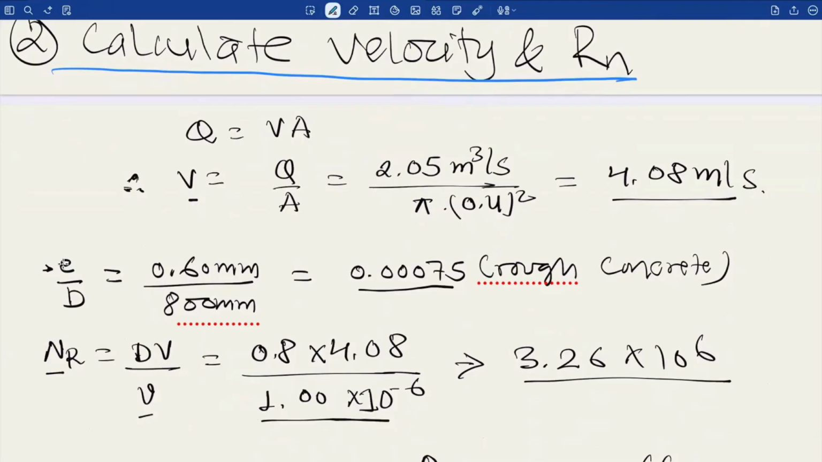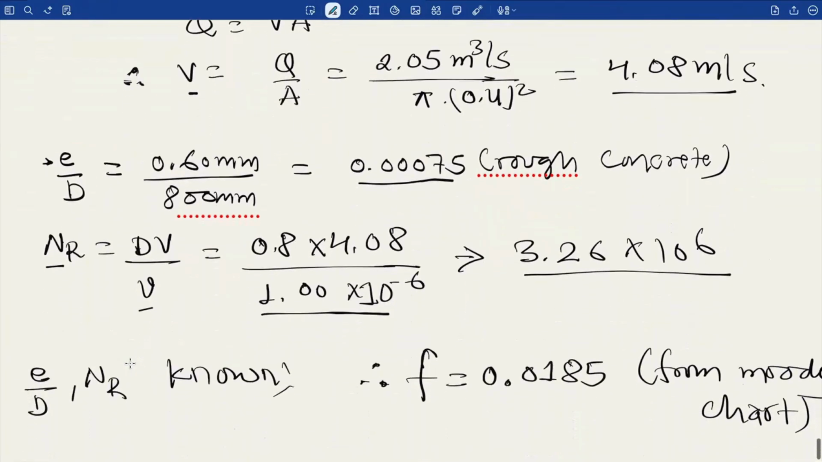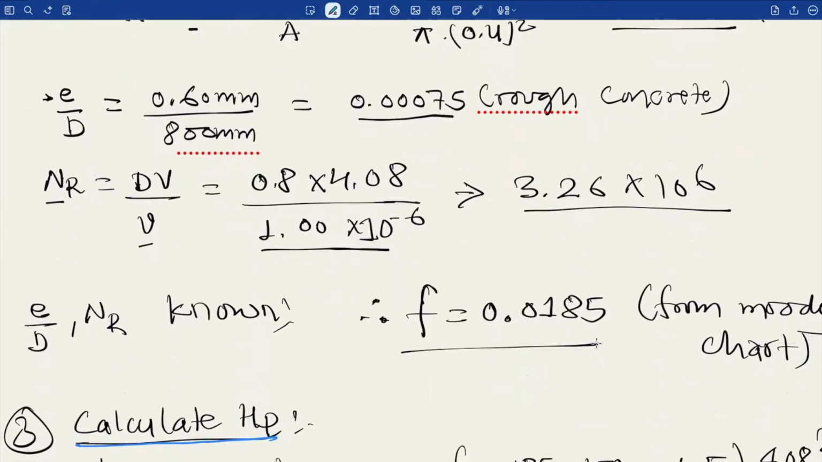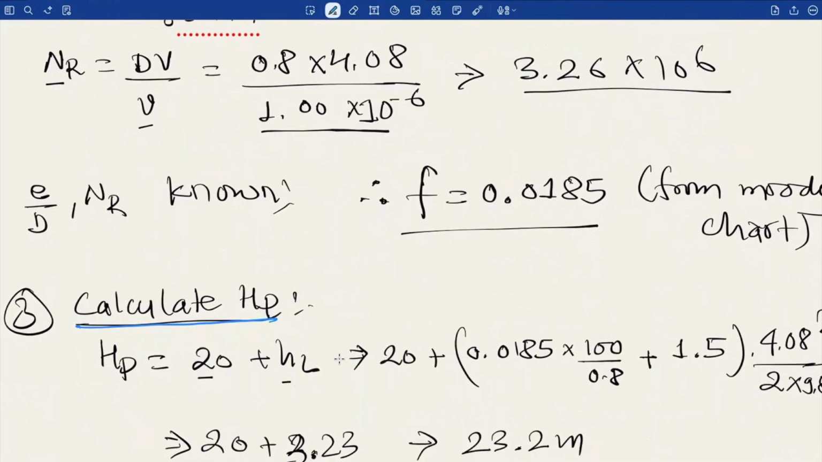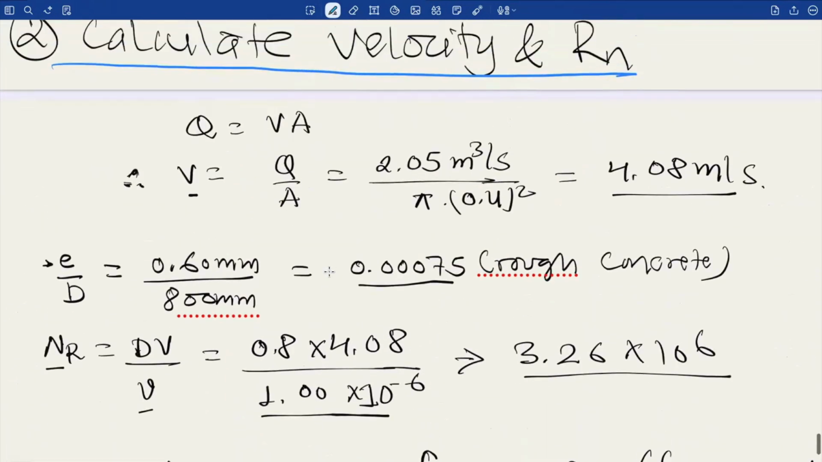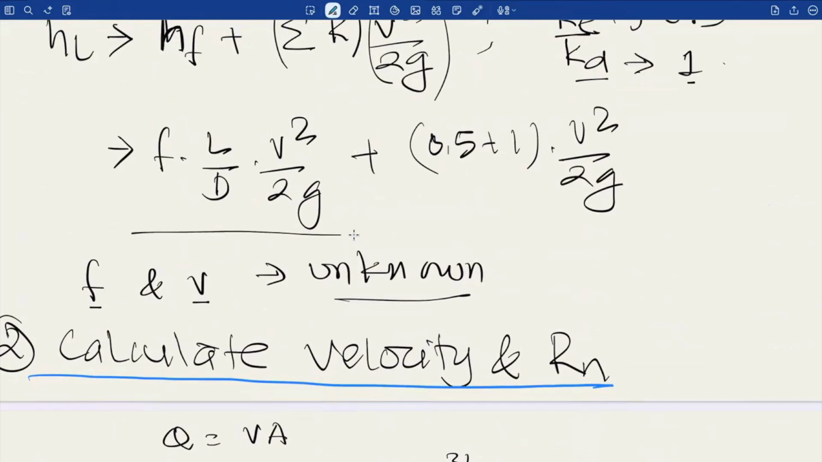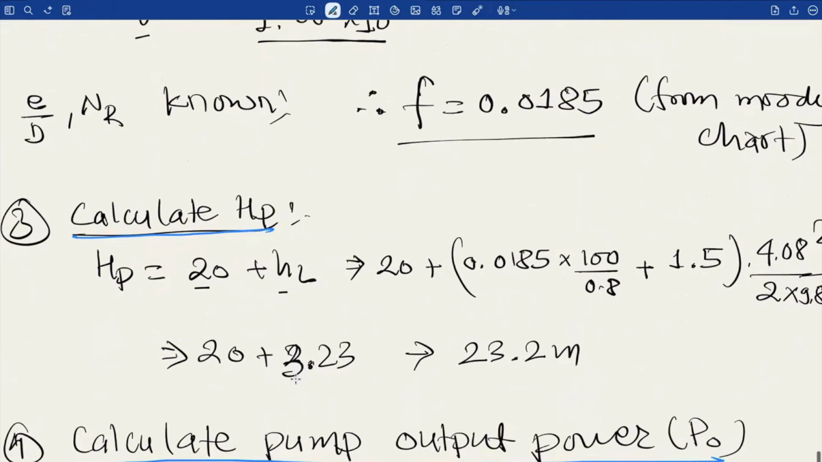By relating this relative roughness and Reynolds number, and using the Moody chart, we get f equal to 0.0185. Now let us compute HP. HP will be equal to 20 plus HL. We put the value of f and the value of g, and we get HL, which gives us 3.23. So HP will be equal to 23.2 meters.